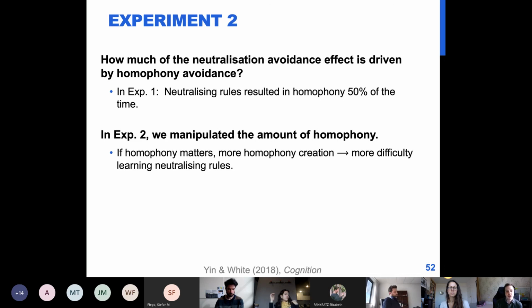In experiment 2, we actually manipulate the amount of homophony here. So if homophony actually matters, then the more homophony that's created, then the more difficult the neutralizing rules should be to learn. If it doesn't matter, then there shouldn't be a difference.